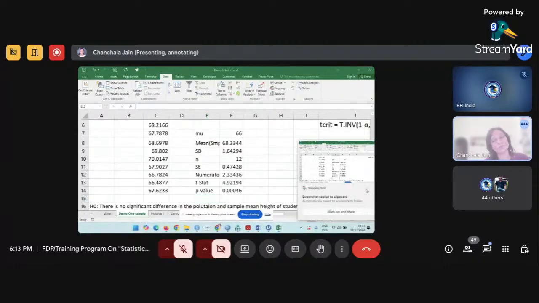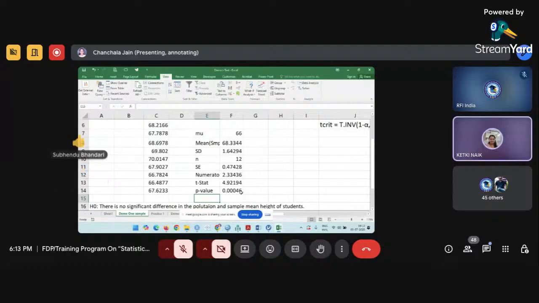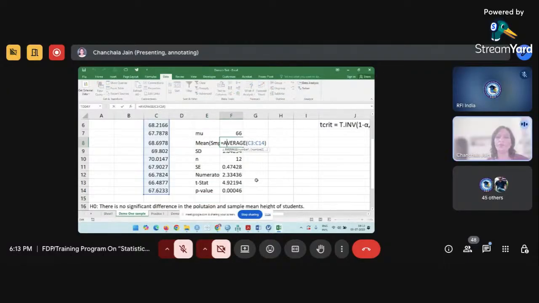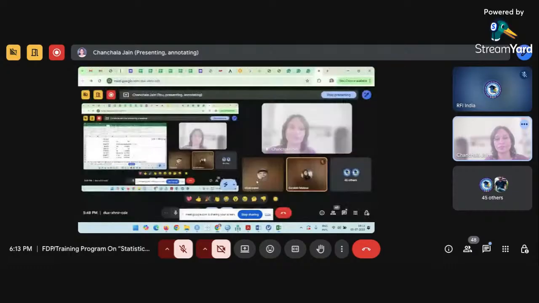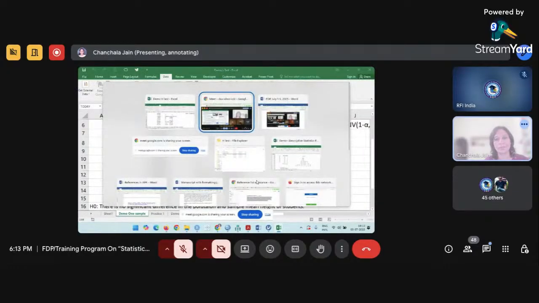Ma'am, how did you get this mean and SD? I was not present. Can you please repeat? Which one? First one, under mu, the mean of the sample and SD. Average function you need to use. Already I told you, average you need to calculate and standard deviation you need to calculate of the sample. And already in the descriptive statistics we have understood how to get the average or mean value and the standard deviation value. Got it? Yes, ma'am.